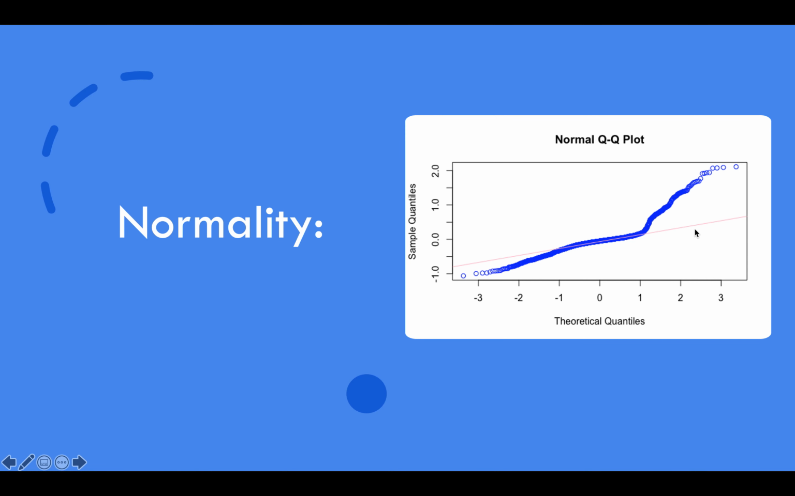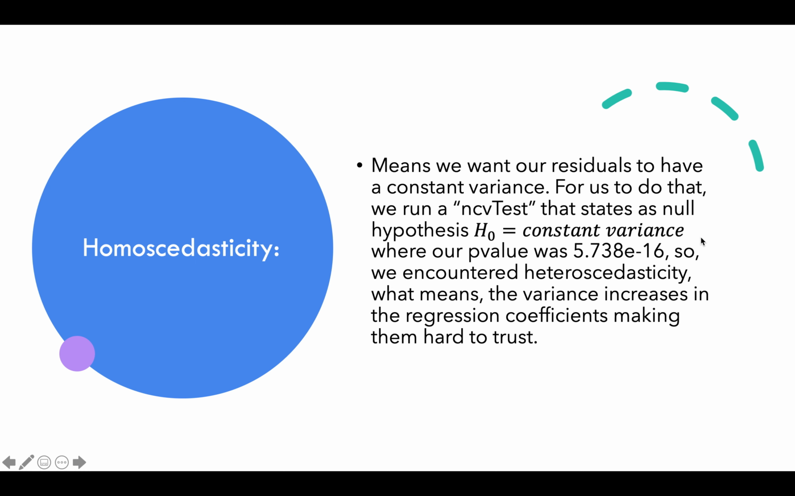Normality is easy to check: it is clear that residuals are not following a normal distribution. Here to check homoscedasticity, we conducted an NCV test that states as null hypothesis that the variance is constant, but we encountered heteroscedasticity, which means the variance increases, making the regression coefficients hard to trust.